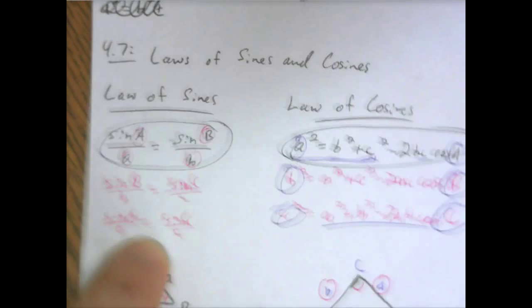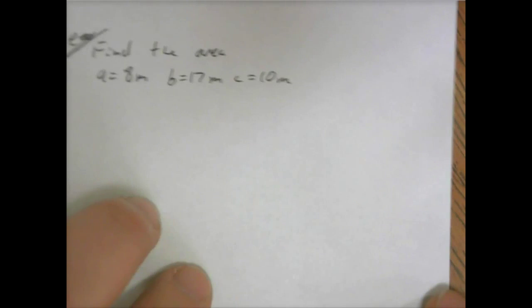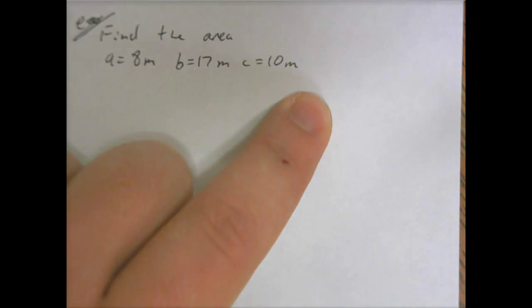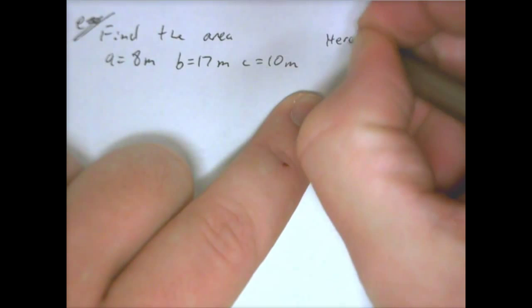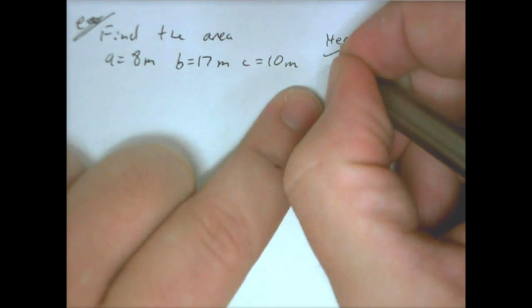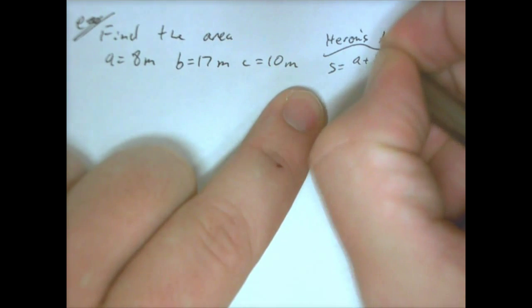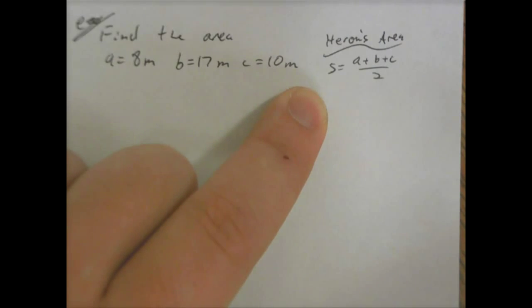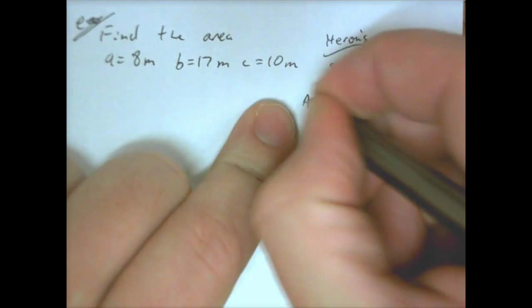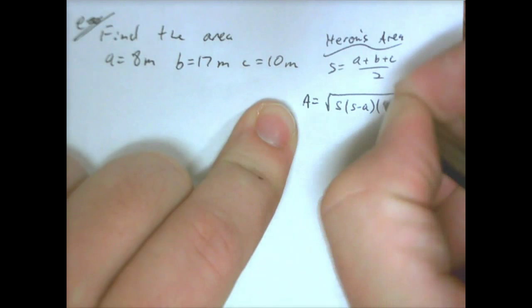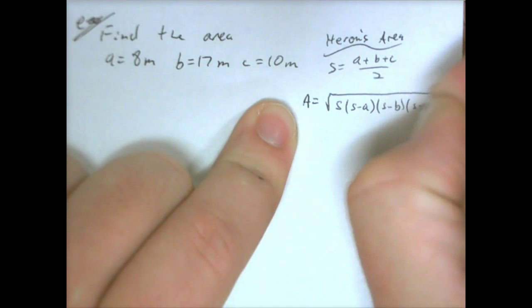The last thing that we are going to talk about today is finding the area of a triangle. If you have all of the sides, there is one called Heron's area formula, where you take the semi-perimeter, S equals A plus B plus C divided by 2. S stands for semi-perimeter. If you have a semicircle, it's half a circle, so semi-perimeter is just half of the perimeter. You can find the area saying the square root of S times S minus A times S minus B times S minus C.